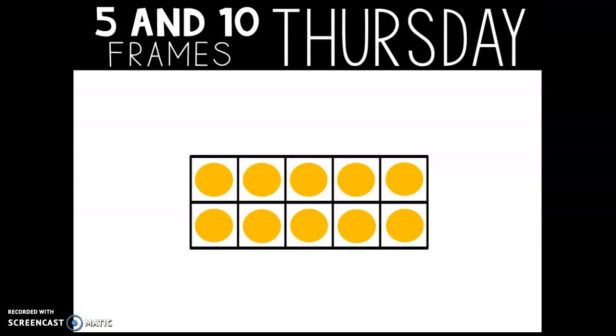Let's look at our next picture. All right, what number was shown? 10, right, because every single dot in our 10s frame was full. So we know right away, without needing to count, that there were 10 dots there. All right, let's go to the next one.